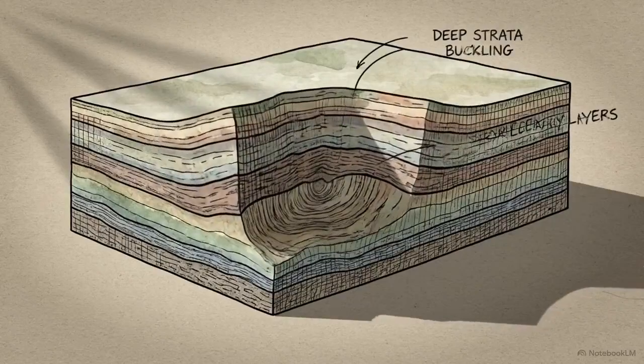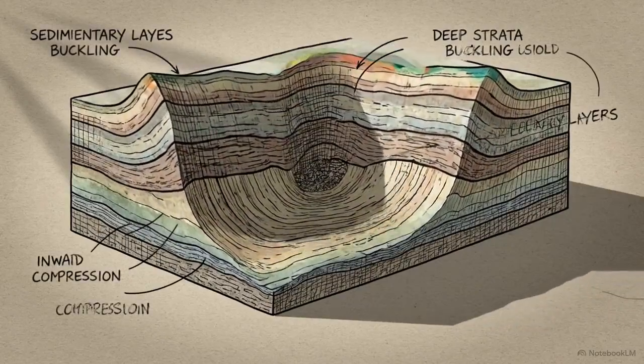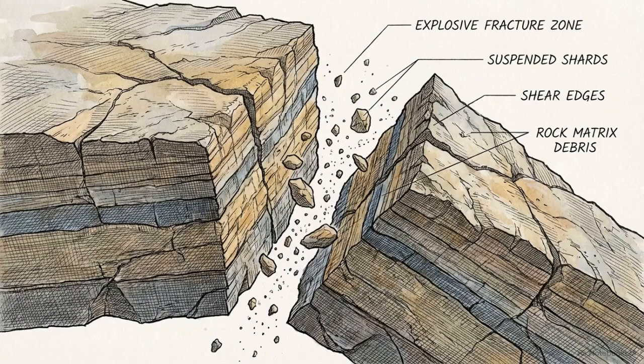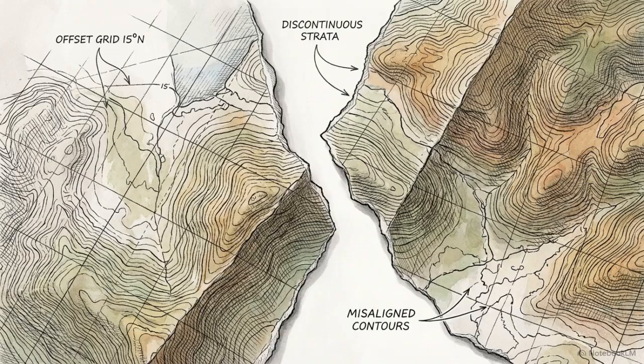This is a fold, or vallate. Rock layers buckle and bend upward or downward due to horizontal stress. When the pressure exceeds the rock's flexibility, it fractures. This creates a fault, or branch, which is a physical fracture that aggressively offsets rock layers and creates sharp breaks in the map's continuity.